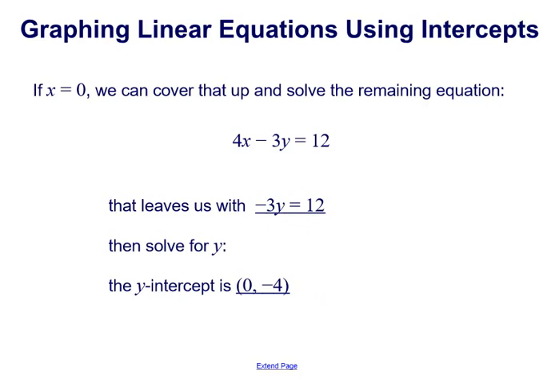So putting it together, we see that, again, from the original equation, we're taking away the x part of the equation. We're not looking at that variable anymore. And if we only have the y part of the equation, we can solve for that variable y and give us the y-intercept of 0, negative 4.